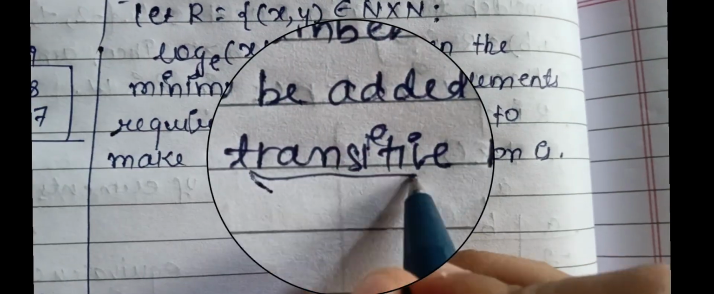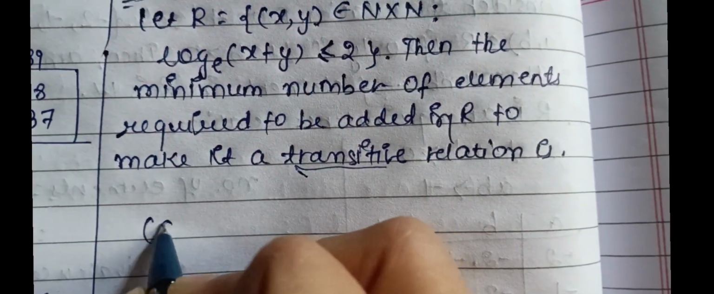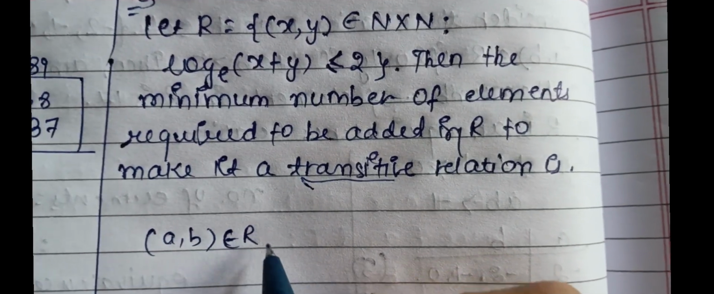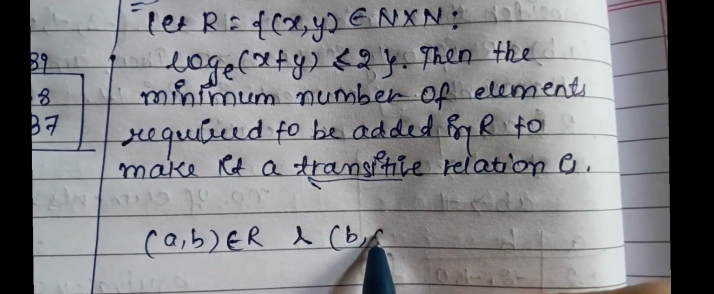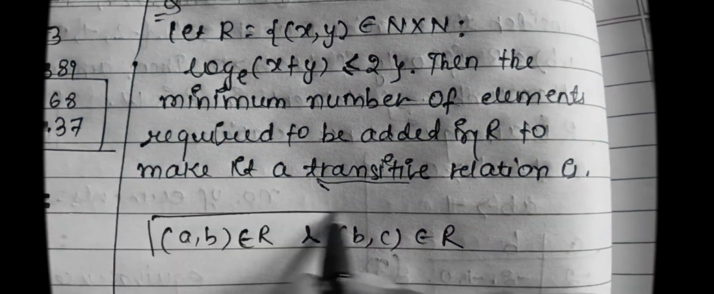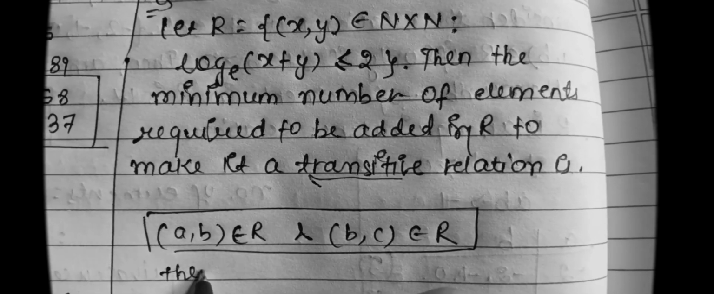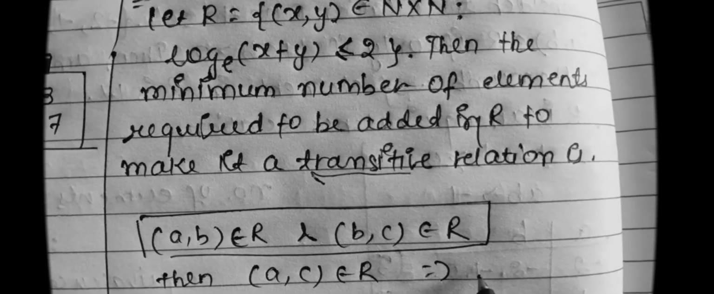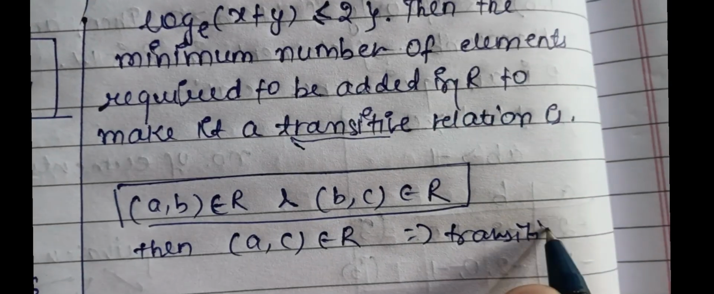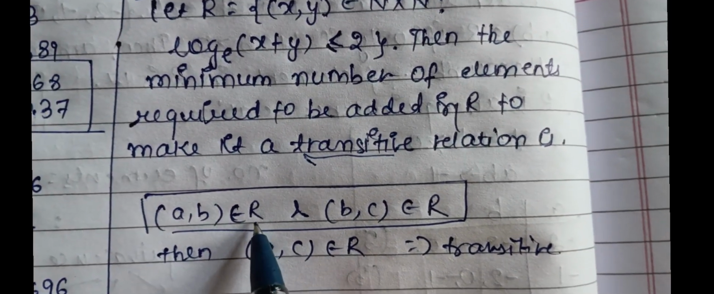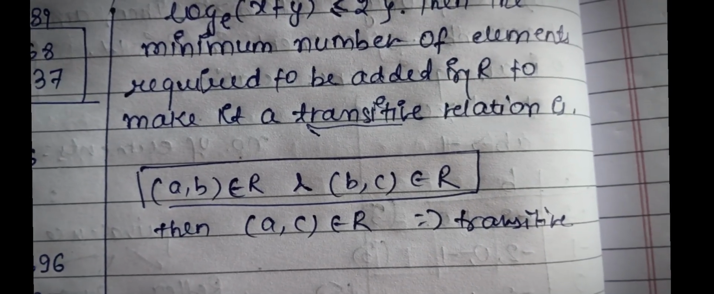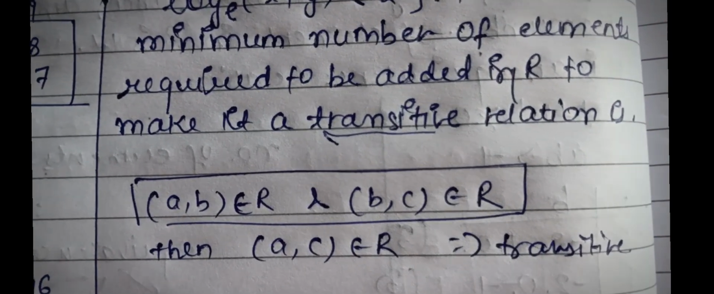So if we know what is a transitive relation, it is, suppose a comma b belongs to R, means it is an element of a relation, and b comma c belongs to R. If both of these conditions are there, then if a comma c belongs to R, it means the relation is transitive. This is what it means: if a comma b belongs to R and b comma c belongs to R, then a comma c should also belong to that relation, and if it does, then it is called a transitive relation.